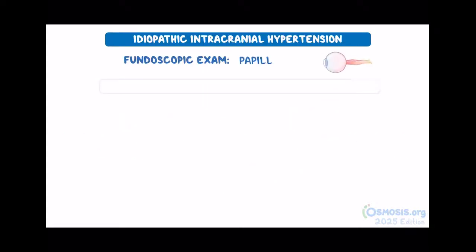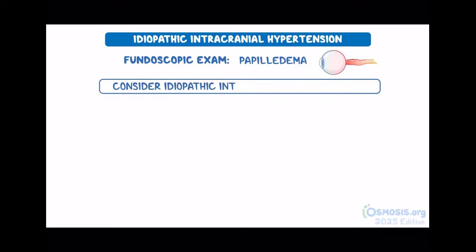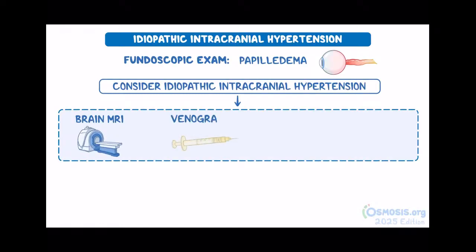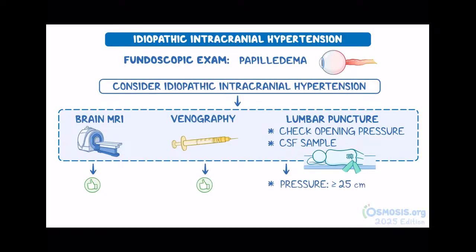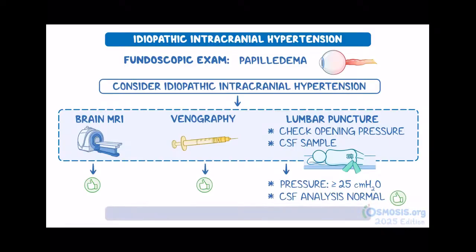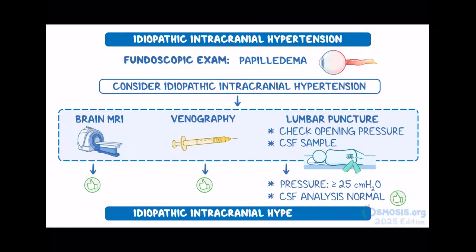Finally, if the fundoscopy reveals papilledema, consider idiopathic intracranial hypertension, so be sure to obtain a brain MRI and venography. Also, you should perform a lumbar puncture to check the opening pressure and obtain a CSF sample for analysis. If the brain MRI and venography are normal, the opening pressure is 25 centimeters of water or greater, and the CSF analysis is normal, diagnose idiopathic intracranial hypertension.